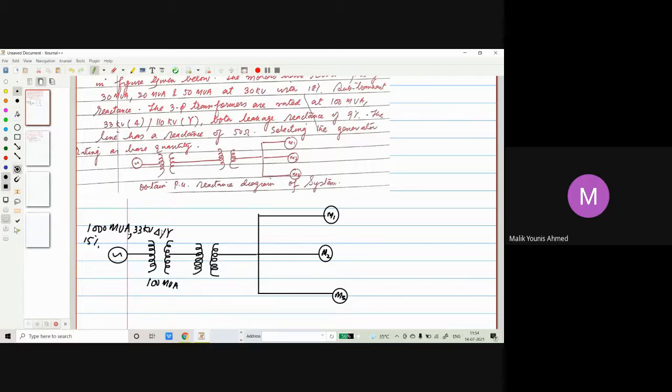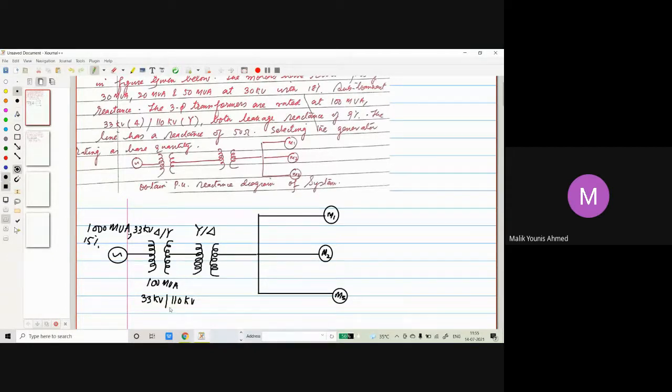Anyway, we'll talk about this. Delta and star, and this is star delta. The connections are not given here, so I will write the connections. Star and delta. The rating of the transformer is 33 kV on the delta side, so here surely it will be 33 kV. On the other side it will be 110 kV.